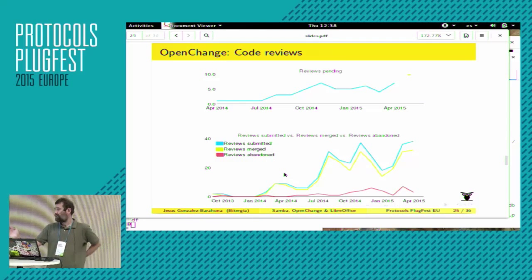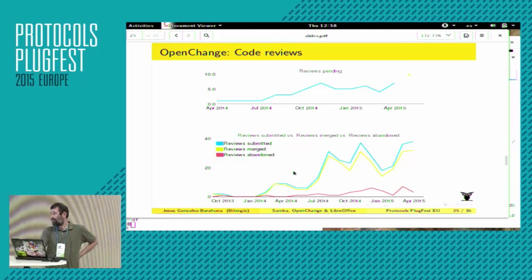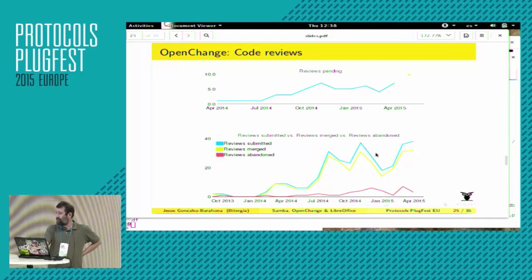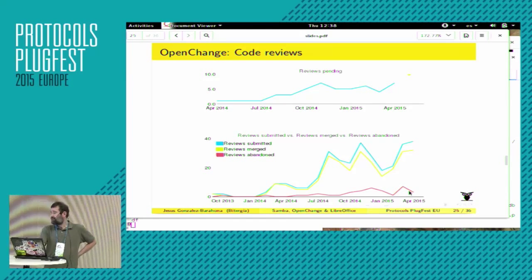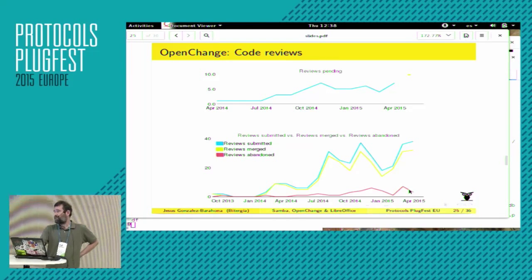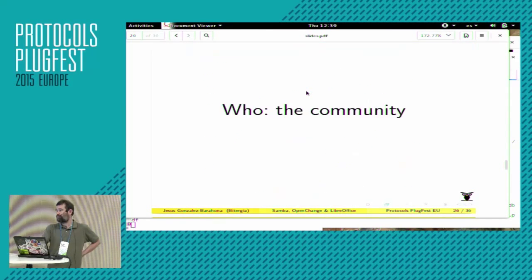For OpenChange, well, the story is much shorter, but we can see a similar trend here. Blue and green lines quite similar. Maybe they are starting to abandon more code reviews, but, well, the story is short. It's very difficult to know yet. The number of reviews pending is growing, but there's around 5, so it's not a matter of trouble.